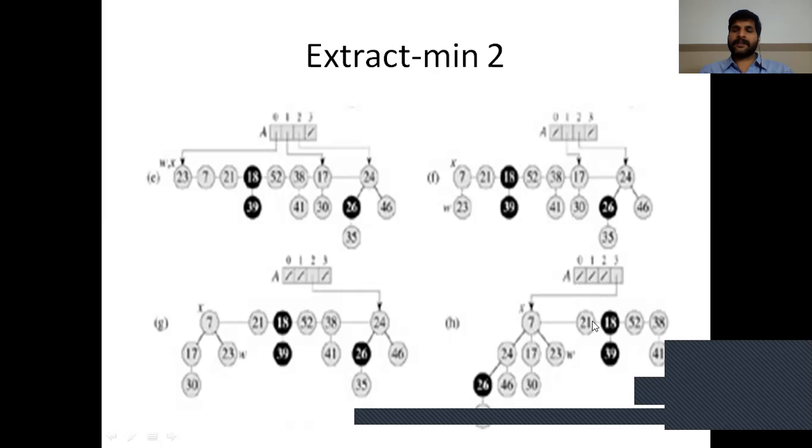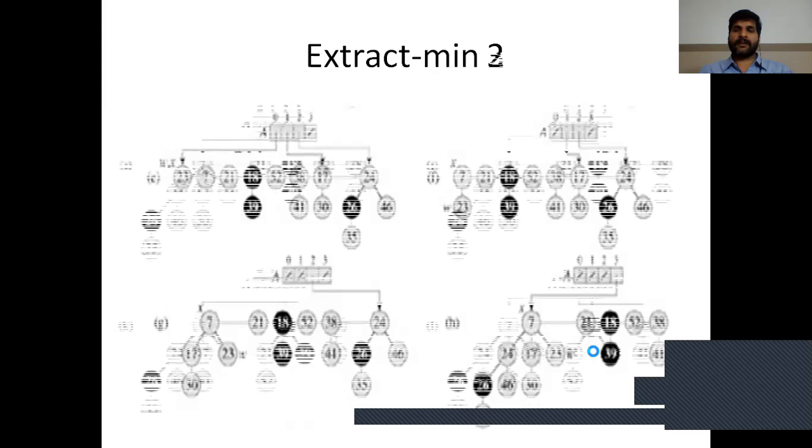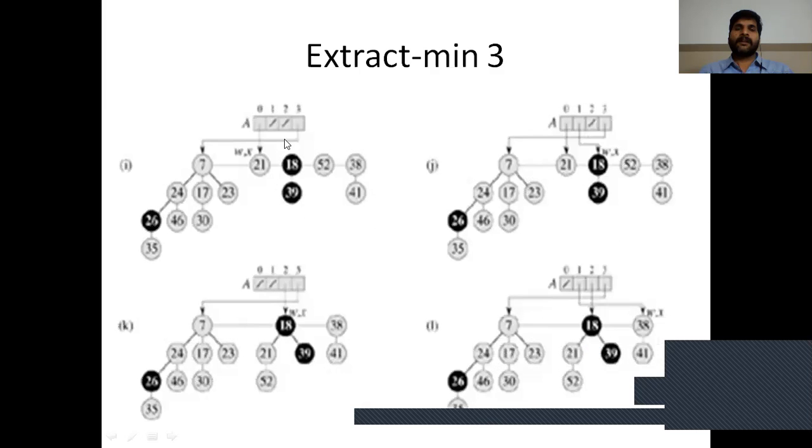Now next 21 degree equal to 0. Next 18 degree equal to 1. Now 52 is degree 0 and 21 information already stored. So check the key value, 21 or 52. 21 is less than 52. So 52 becomes the child of 21.